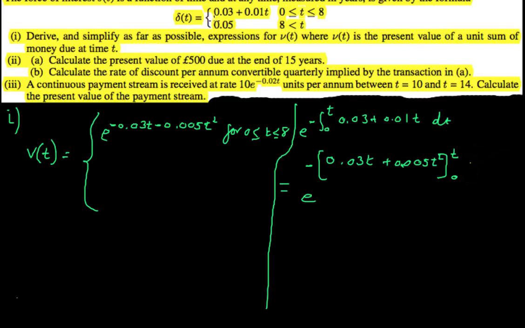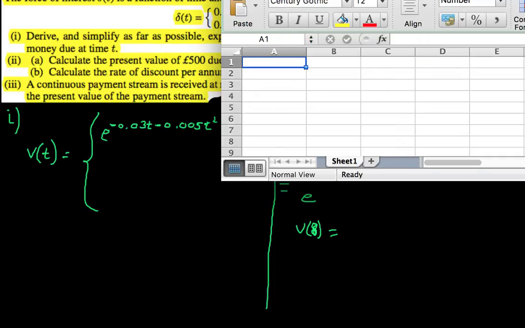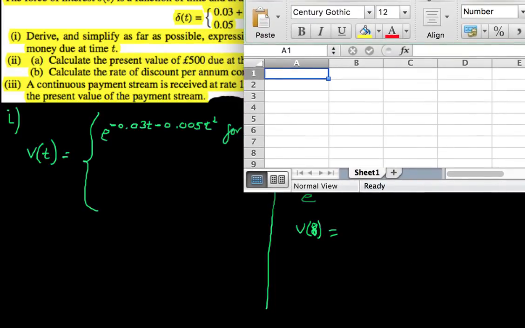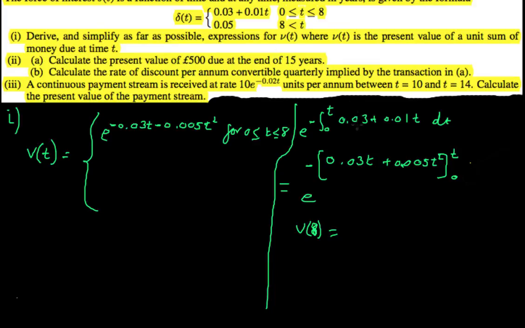Now, in order to find v of t when t is greater than 8, first we've got to find out what v of 8 is equal to. So for v of 8, I'm just going to use Excel, because we're just subbing in 8 for t. So it's going to be e to the negative 0.03 times 8 minus 0.005 times 64, which is negative 0.56. Okay, that's v of 8.